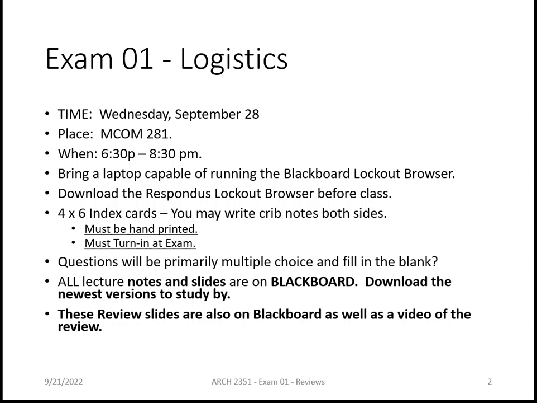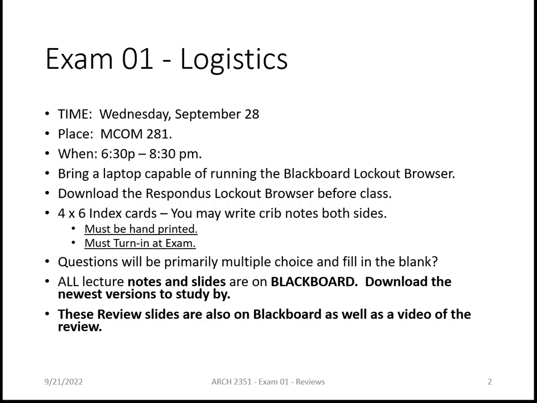Questions will be primarily, as it says here, multiple choice and fill in the blank. I would say more fill in the blank than multiple choice, actually. You'll see some samples, and then you'll see some samples in the sample test that I'll post tomorrow.